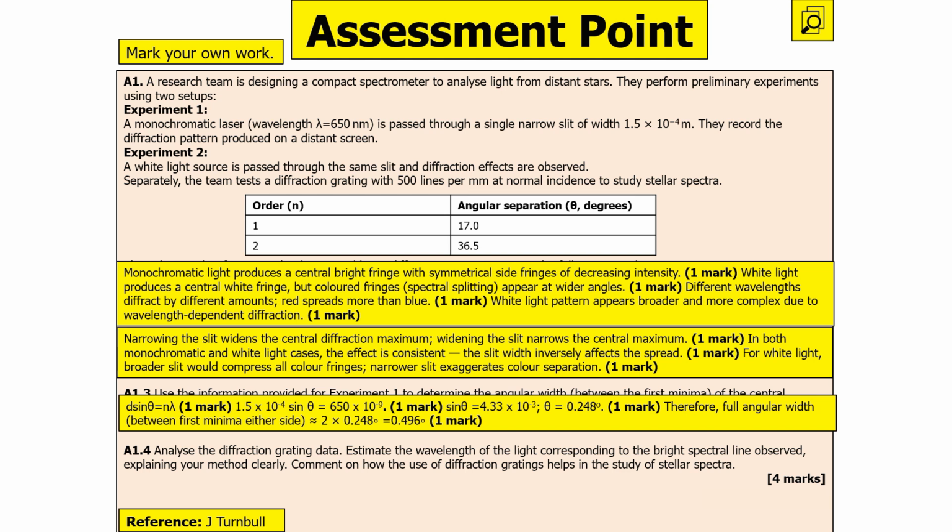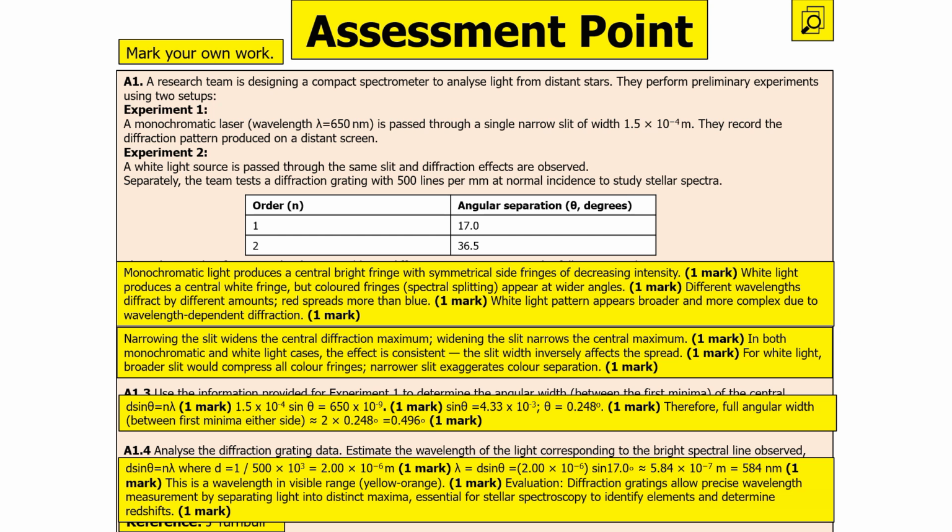We know d sine theta equals n lambda, so you can work this through and you get theta to be 0.248 degrees. Therefore the full angular width is that times 2 because it's either side of the central maximum, so it's 0.496 degrees. Finally, d sine theta equals n lambda. We know d is 1 over 500 times 10 to the 3, so therefore it's 2 times 10 to the minus 6.